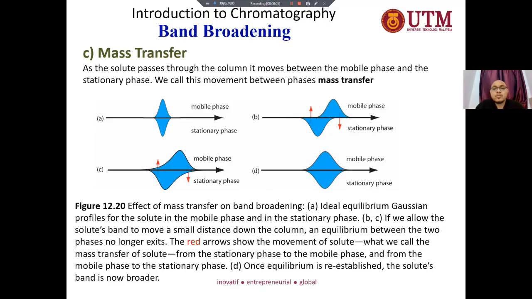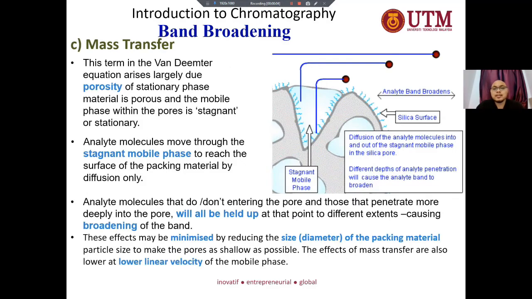Okay, so what is the source of mass transfer? Mass transfer occurs when the stationary phase has large porosity, or high porosity. If we look at the figure here, the stationary phase has a lot of pores, so the porosity is very high. When the porosity is so high, the mobile phase inside of the pore becomes stagnant. It will not be able to move.